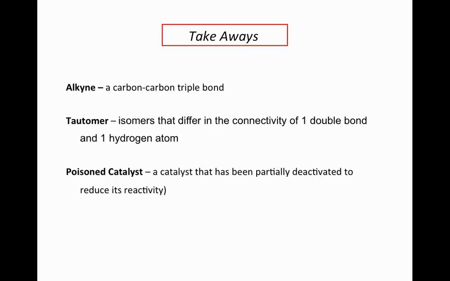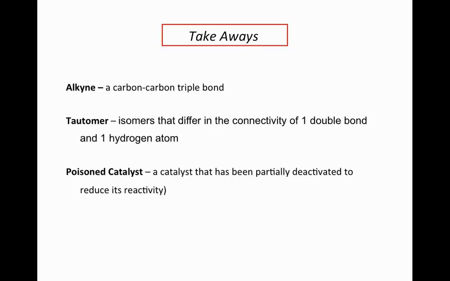So, we continue our discussion of alkyne reactivity by talking about the different transformations that the alkyne triple bond can undergo. Two new concepts will be introduced in this pre-lecture, that of the tautomer and that of the poisoned catalyst. A tautomer is a molecule that has more than one isomeric form that differs in the connectivity of one double bond and one hydrogen atom.